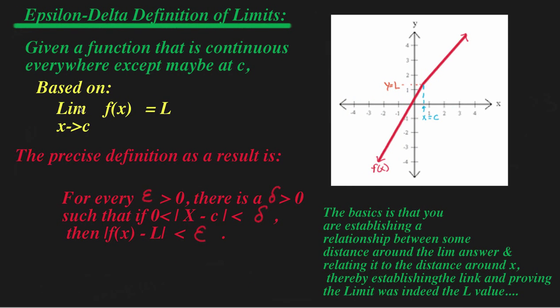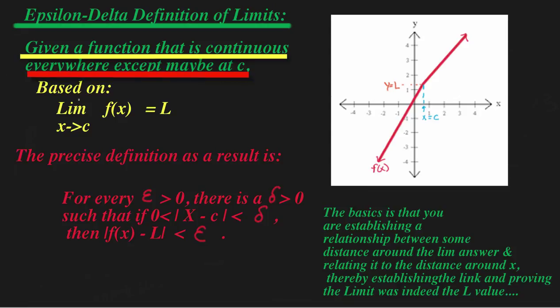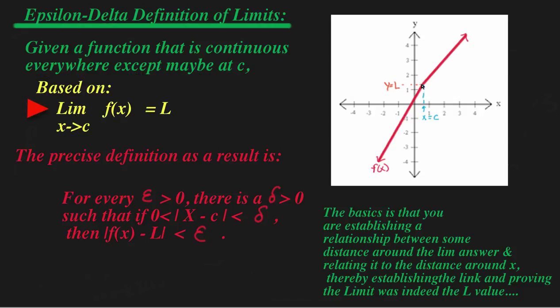Today we're going to be looking at the concept of epsilon delta, the definition of limits. So if you have a function that's continuous everywhere except possibly at the very point we're looking at, based on the statement limit as x approaches c of f of x equals L, we can establish a precise definition of the limit. Okay, so again, with a limit, we zoom into the same c value for x and then look at what's going on with y. That's conceptually what's going on.